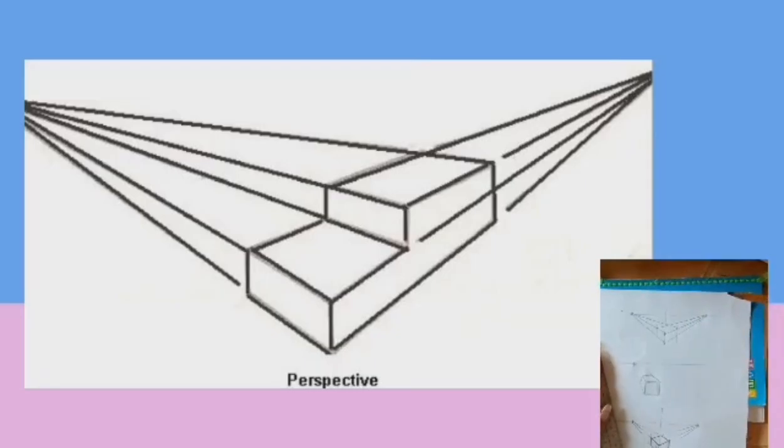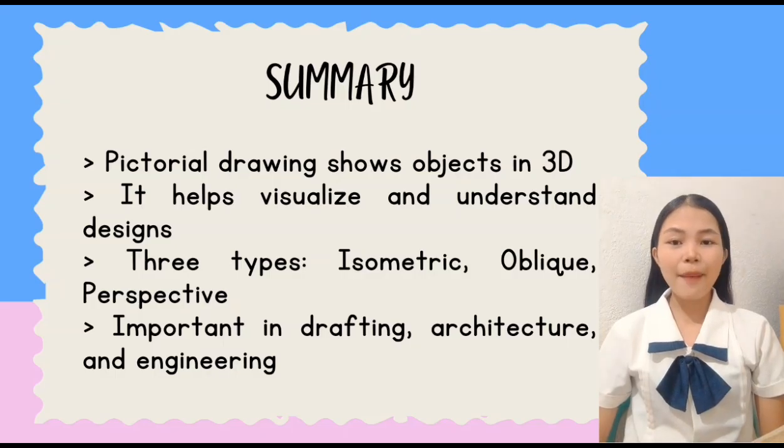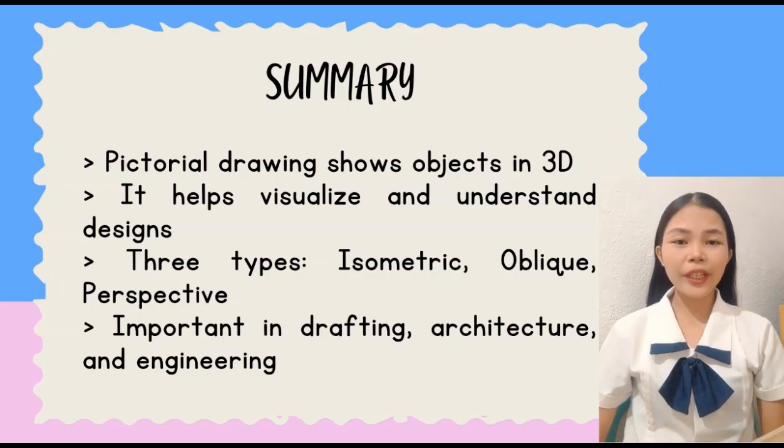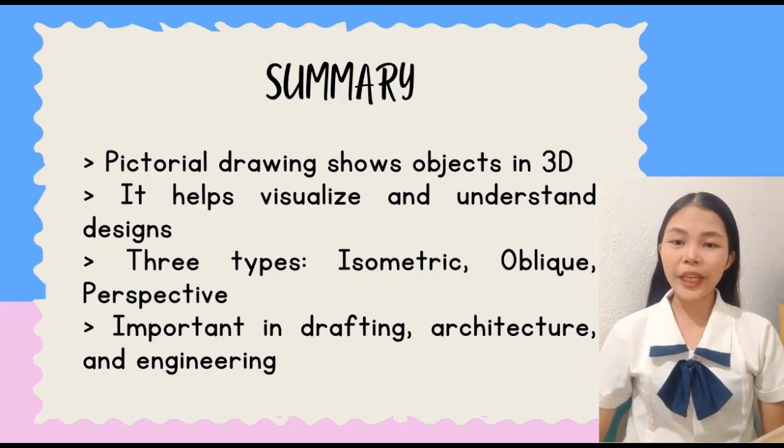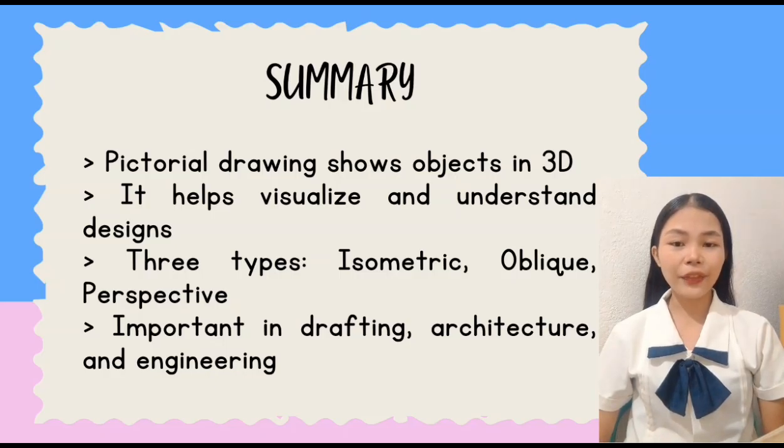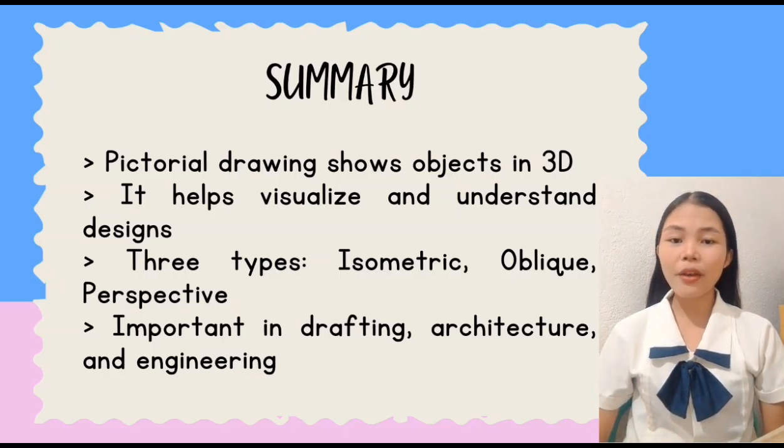So in summary, pictorial drawing shows objects in 3D, it helps visualize and understand designs, and it has 3 types, which are the isometric, oblique, and perspective drawing, and it is important in drafting, architecture, and engineering. And that would be all. Thank you.